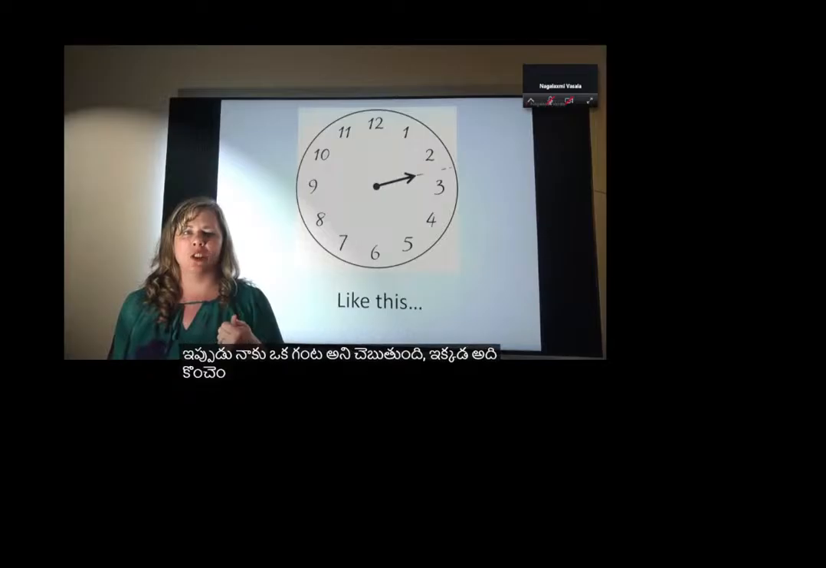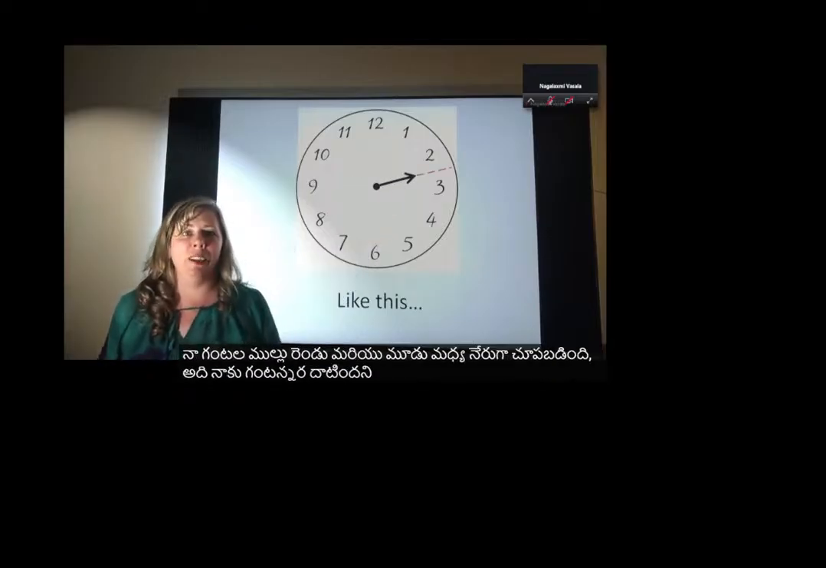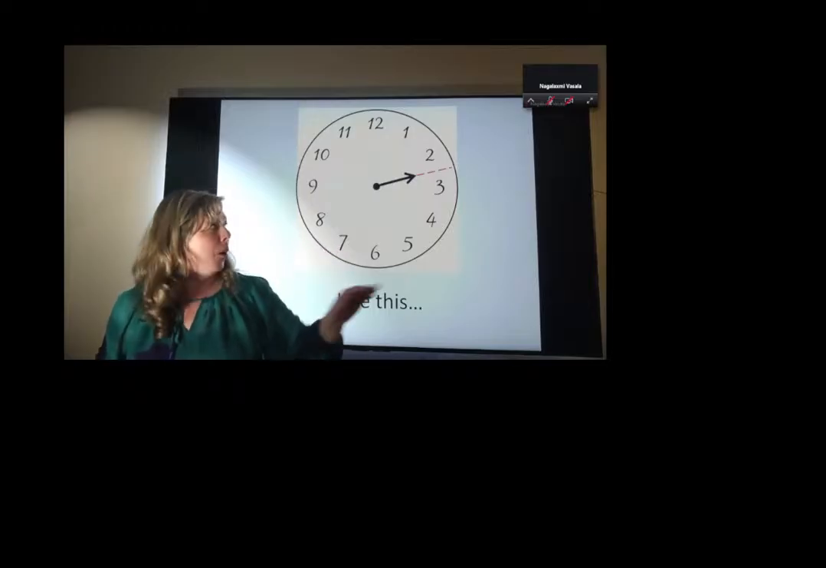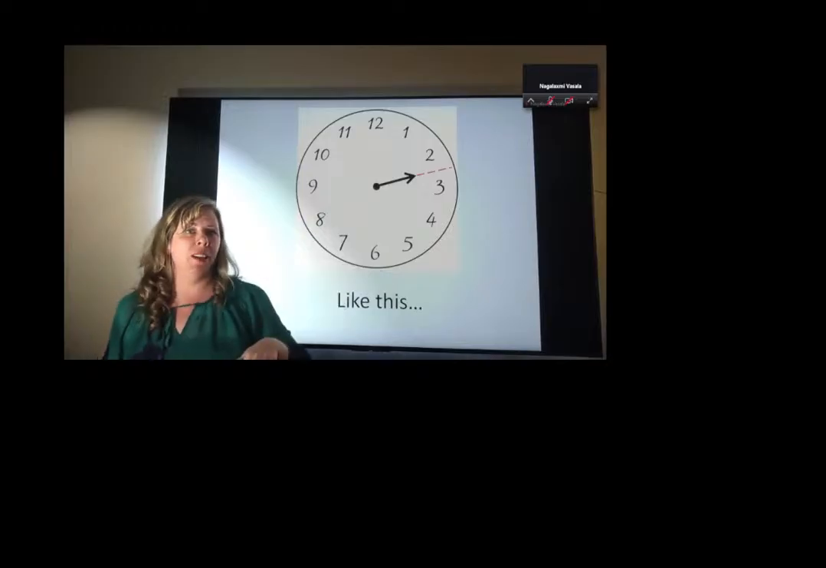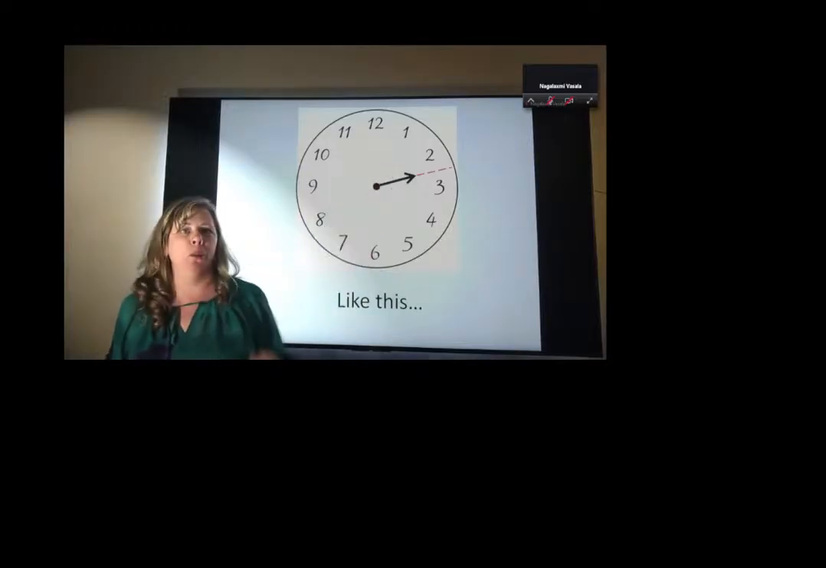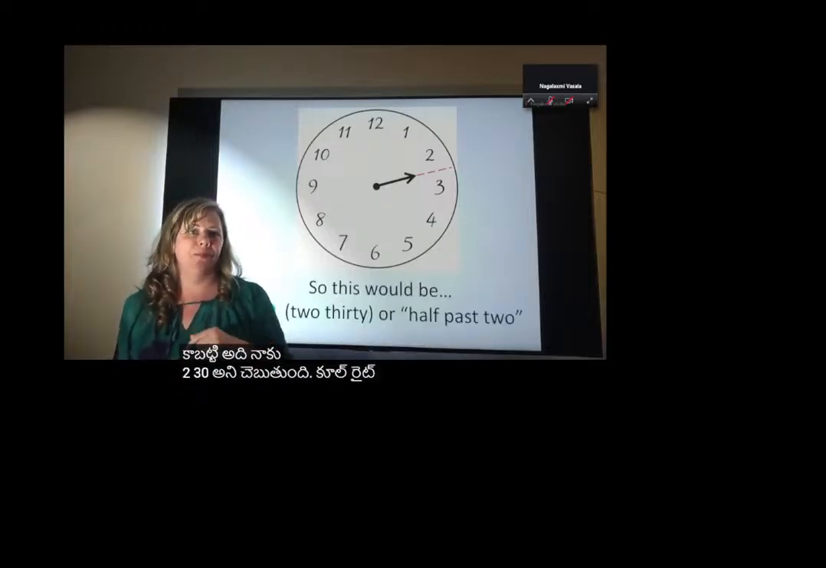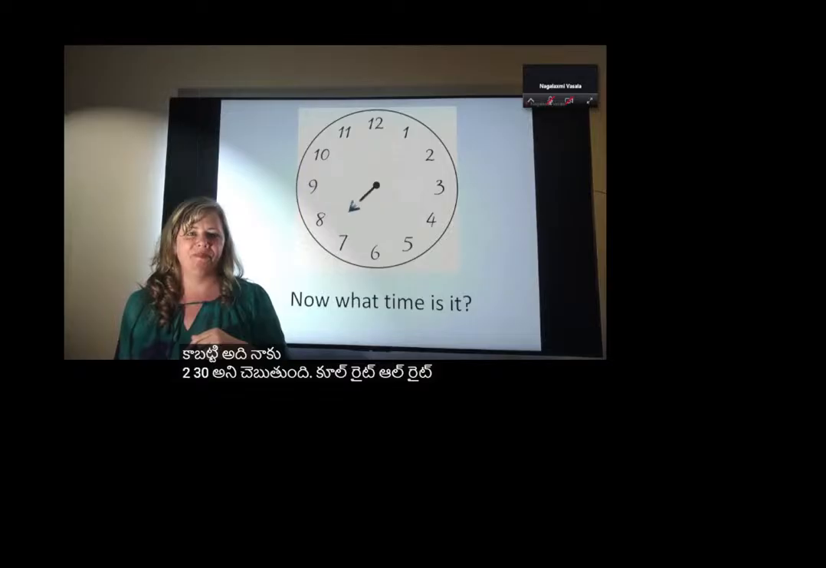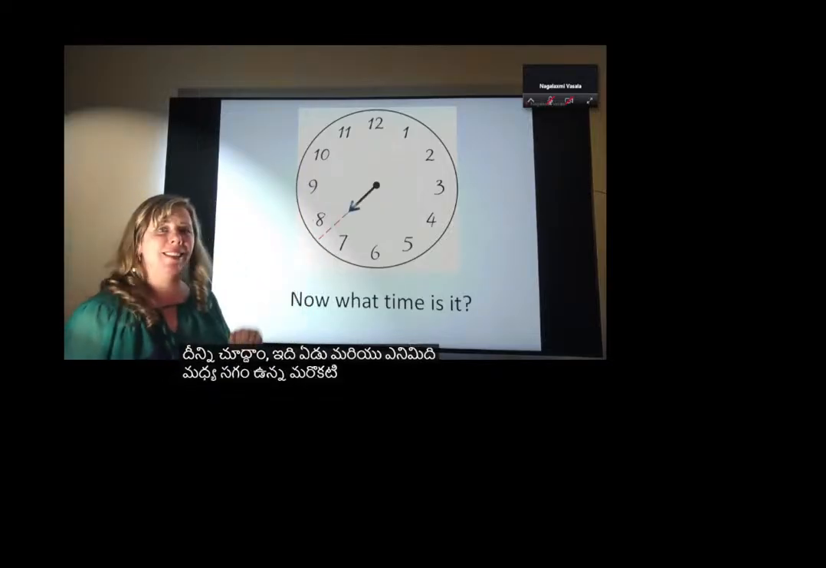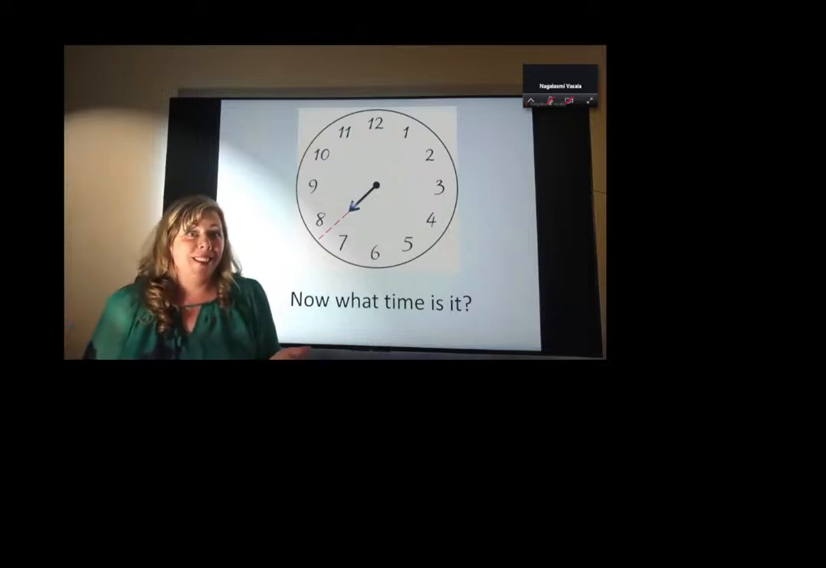Now here it gets a little trickier. My hour hand is pointed directly between the 2 and the 3. That actually tells me that it's half past the hour. So that tells me half my minutes have passed and that it's halfway between 2 and 3. So that tells me it's 2:30. Cool, right? All right, let's look at this one. It's another one that's halfway between the 7 and the 8. And I know that it's going to be 7:30.